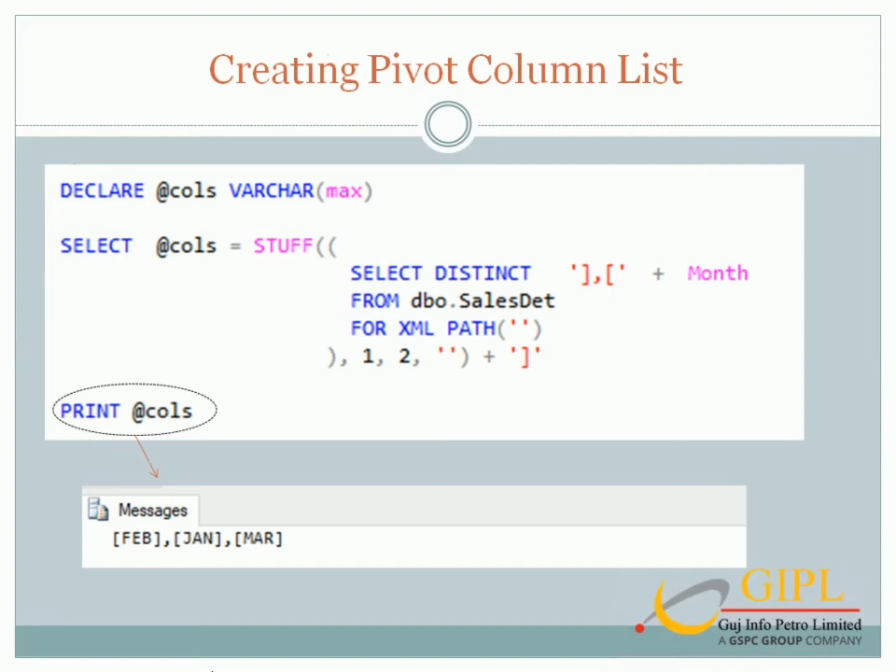As we can see, I have taken distinct month names from the sales table and generated a comma separated string using FOR XML PATH. I have used the STUFF function just to remove the first comma from the string. As we can see in the output, we get a comma separated month name list, which we can use in the pivot query. Now let's see how we can generate the dynamic query using this dynamic pivot column list.